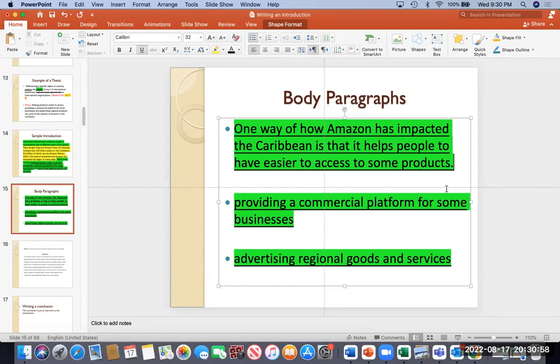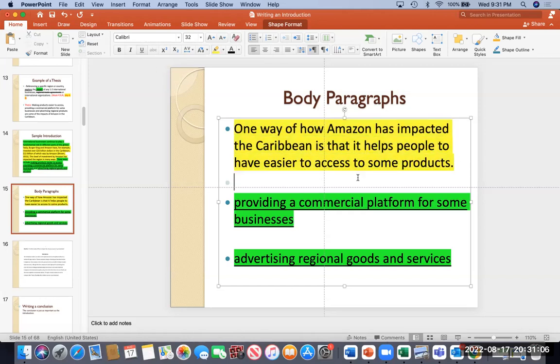Let's take off the green and all of that, or probably put it in another color. We don't need the underline. So one way of how Amazon has impacted the Caribbean is that it helps people to have easier access to some products.